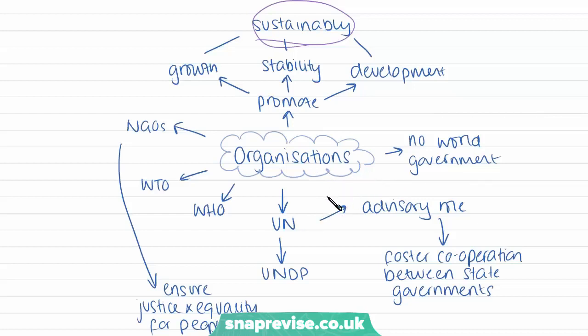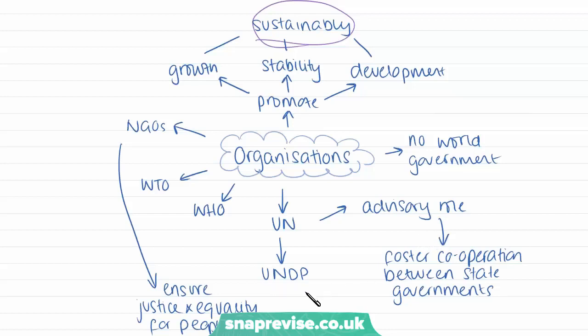So the most prominent organisation is the United Nations. And the United Nations tends to play an advisory role in global governance, and it tends to foster cooperation between state governments. As I mentioned before, if 2 state governments are disputing over an issue, the UN will come in and play an advisory role and essentially suggest which is the best option or way to go with a particular issue.